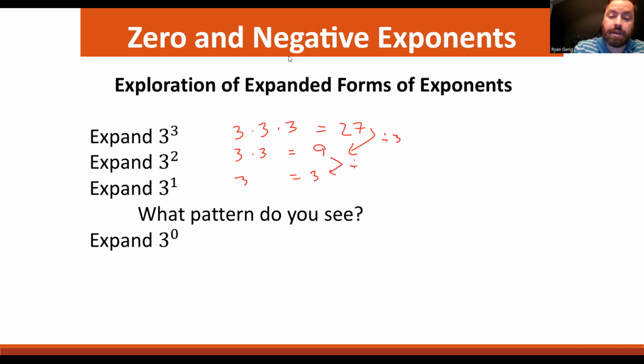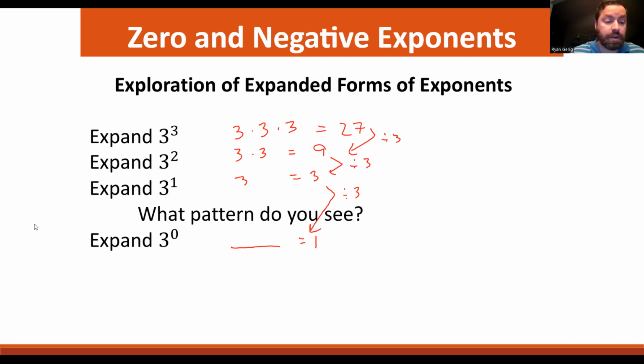9 divided by 3. Now, what's 3 to the 0 power? A lot of people are going to say 0. Well, if you keep the pattern going of dividing by 3, what's 3 divided by 3? 3 divided by 3 is 1. There's nothing here, so there's no 3's left, but that doesn't mean we have 0. That means we have the number 1. It's an invisible 1. Okay?